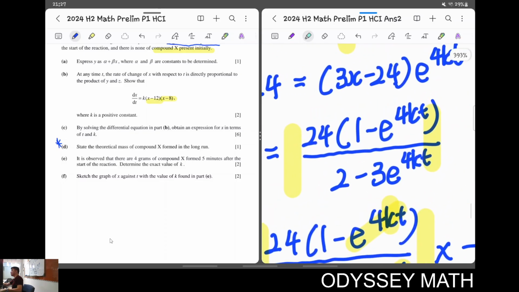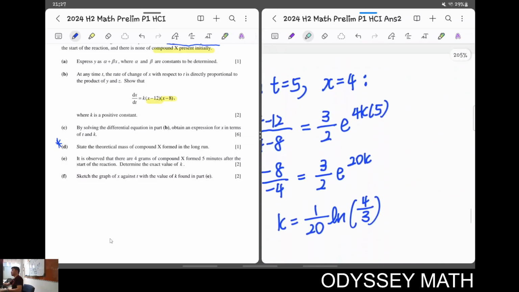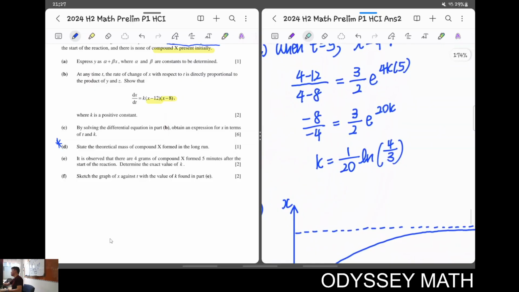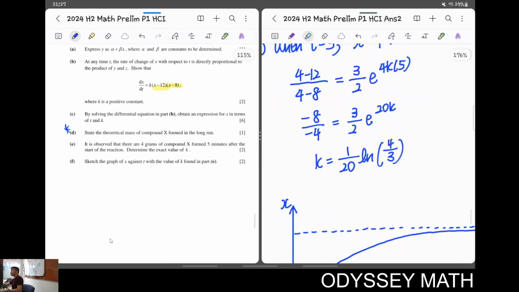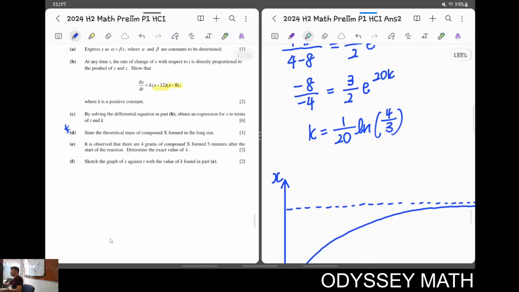Okay, in this equation here, then you solve for your K. Again, you just work out the thing yourself. Okay, part F, sketch the graph of X against T with the value of K found in part E.